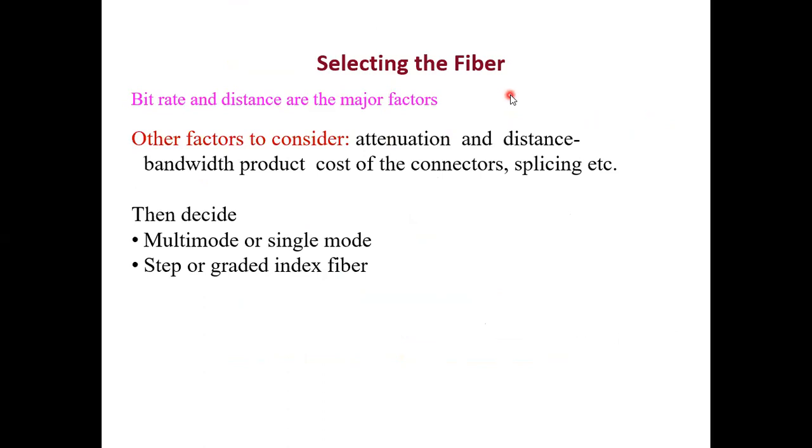Then comes, how do I select the fiber? Bit rate and distance are the two major aspects while selecting the fiber. Other factors are attenuation loss, how much the fiber has, distance, bandwidth, the BL product, the cost of the connector, splicing, etc. All these things matter when you are selecting the fiber. Once the bit rate and the distance for laying the fiber are decided, you decide whether to go with a multi-mode or a single mode fiber. If your distance is small, you go for a multi-mode fiber. If the distance is long, you go for a single mode fiber, step index or graded index.